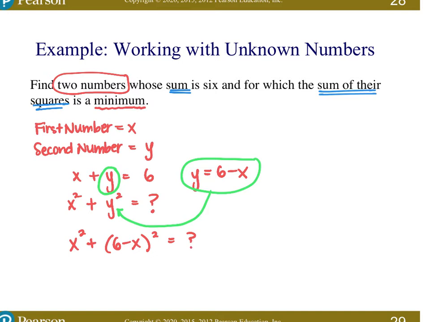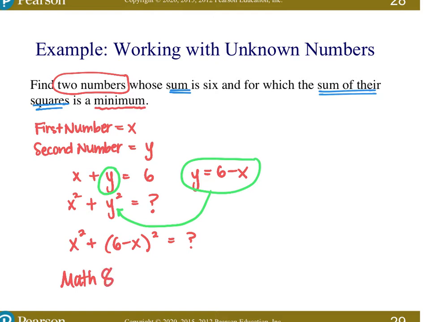But now I'm ready to do the calculus part of it. I'm ready to find out when the sum of these squares would be a minimum. And so the minimum means I'm going to find the calculus derivative and look for the critical point where it would be a minimum. So now I'm ready to do a Math 8 on this equation.